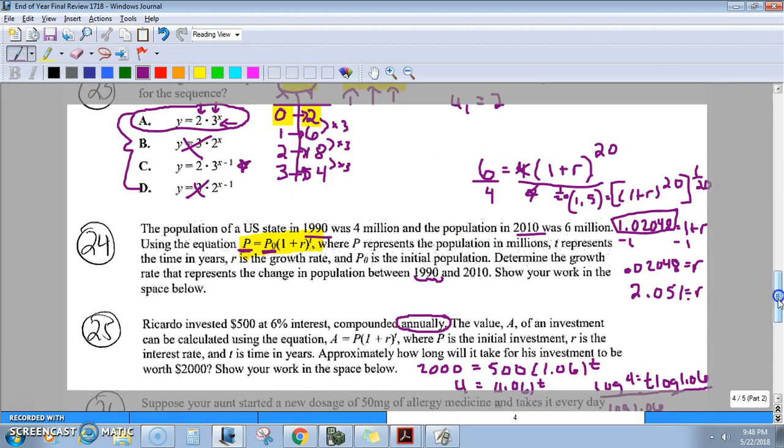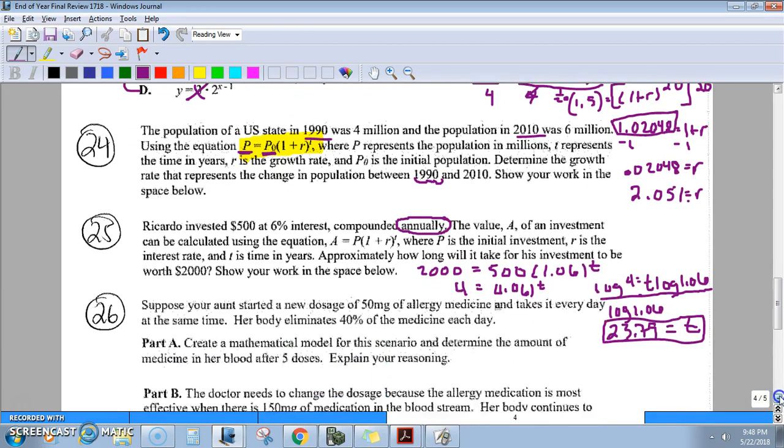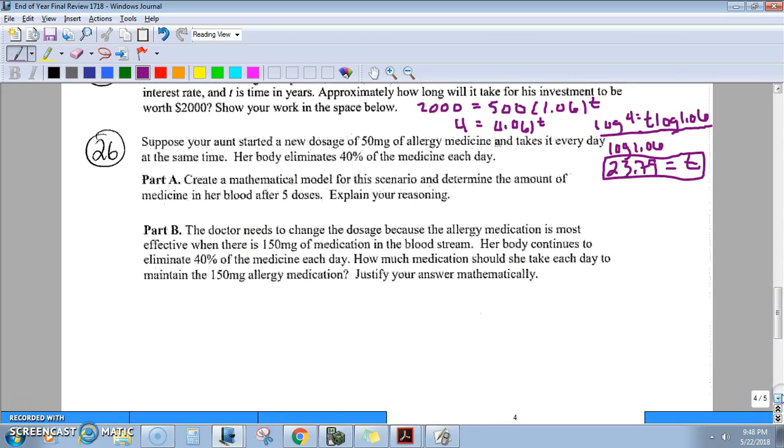Okay, so it's a recursive problem, right? Suppose your aunt started a new dosage of 50 milligrams of allergy medicine and takes it every day at the same time. Her body eliminates 40% of the medicine each day. Create a mathematical model for this scenario and determine the amount in her blood after 5 days. So this really is best used as a recursion.